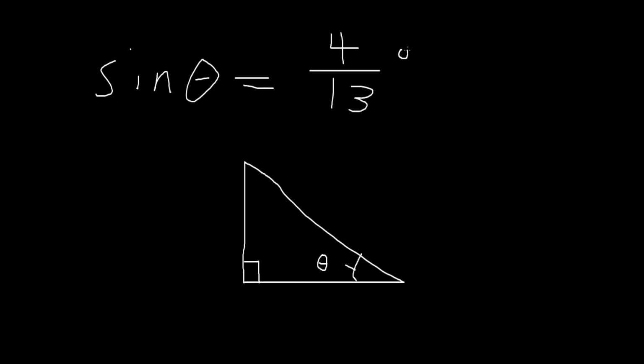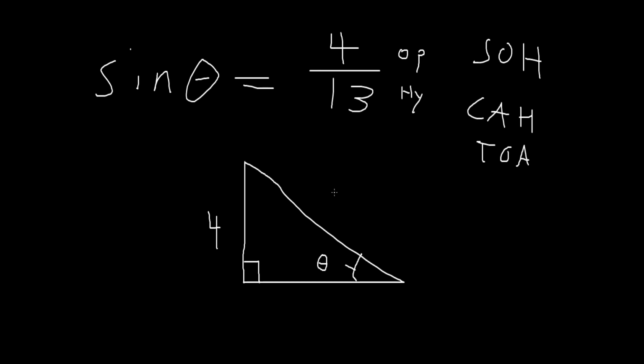So sine is always opposite over hypotenuse. Again, opposite over hypotenuse. If we'd had cosine, cosine would be adjacent over hypotenuse. And if we'd had tangent, that'd be TOA, so tangent is opposite over adjacent. So we don't know what this mysterious theta is. But we know that the side length opposite of it has a length of 4, and we know that the hypotenuse is 13.